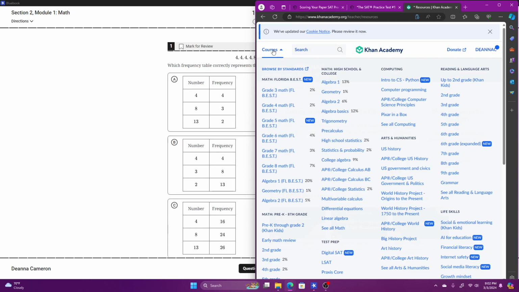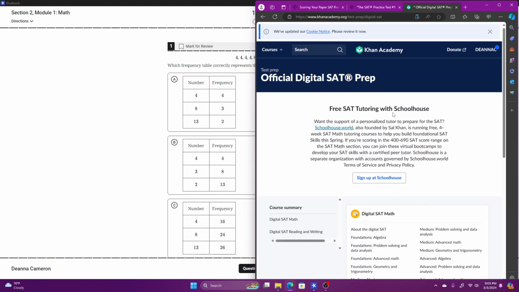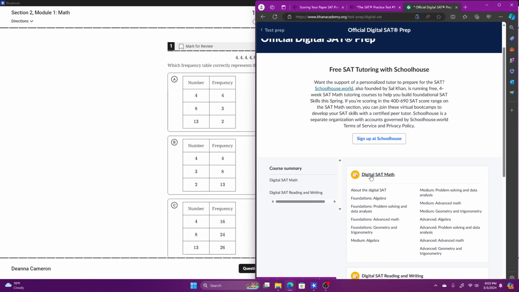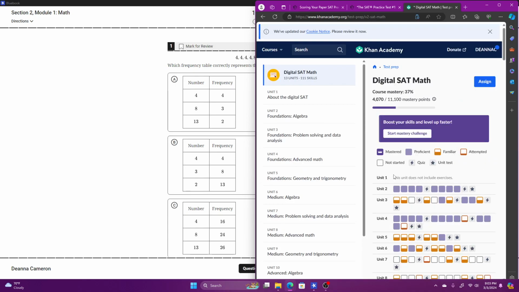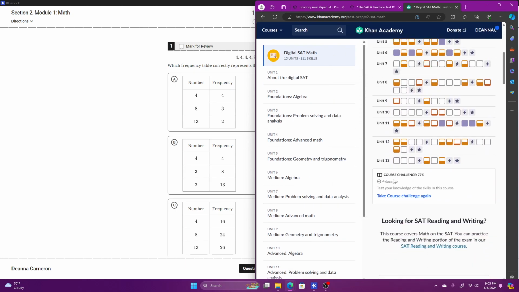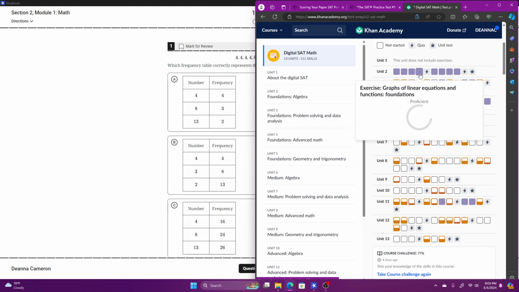So you come here to courses. I think you do have to have an account, so you can just make a free account on Khan Academy, and you click on digital SAT practice, and I've got my digital SAT math here, and I can see what I have practiced on Khan Academy, where I got questions correct. I think I got 2 of these questions correct, so I got purple mode.